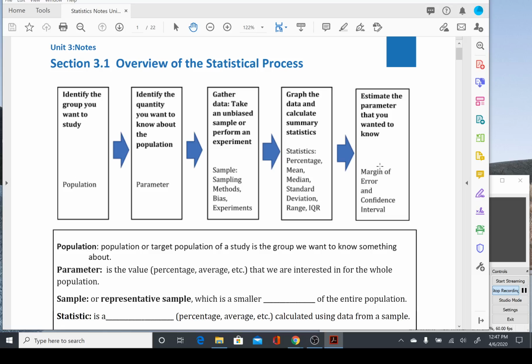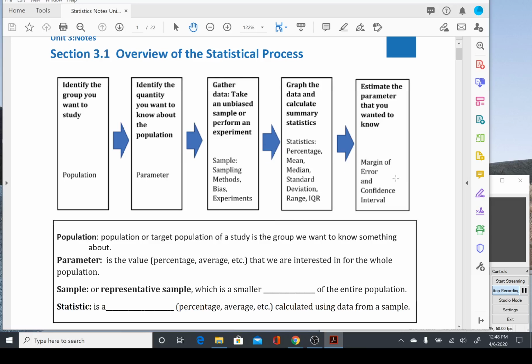interested in studying. You identify what you want to know about that population, and that is called your parameter. You gather data, and ideally it's an unbiased sample, to perform an experiment or gather observations from. From that, you can graph your data or calculate summary statistics. And from that small subset of data, you can estimate the parameter that you were looking for and determine how close you were to that parameter by describing the margin of error and the confidence interval.